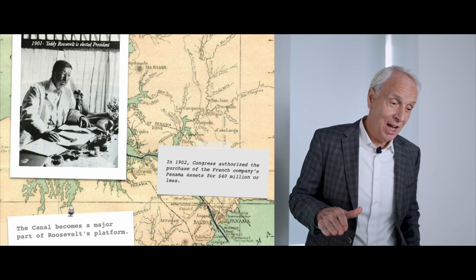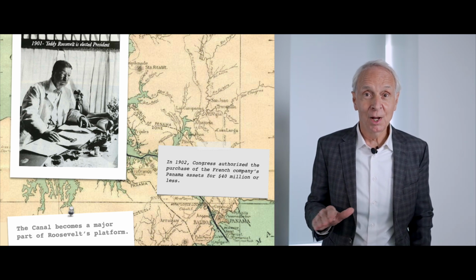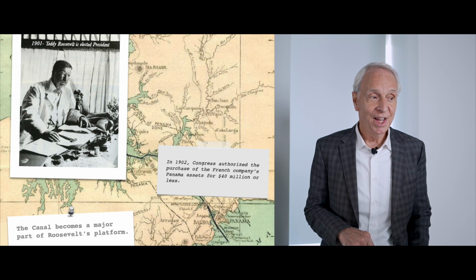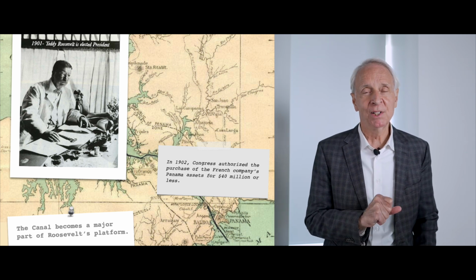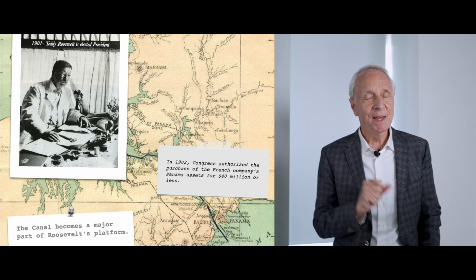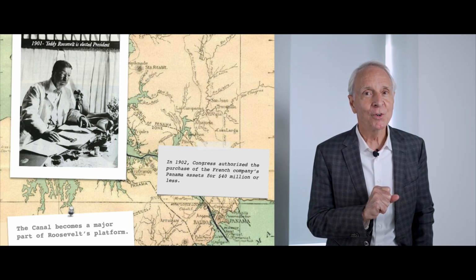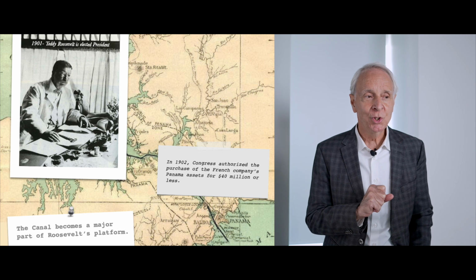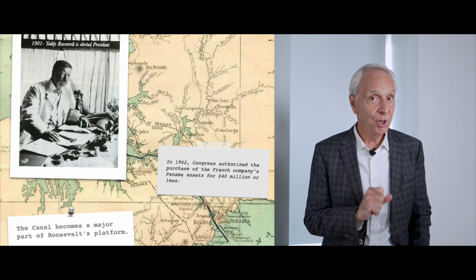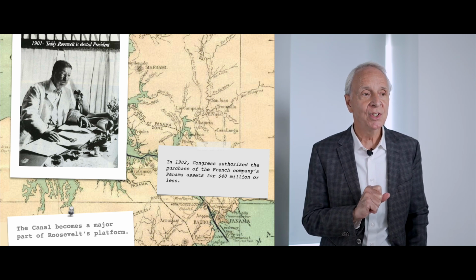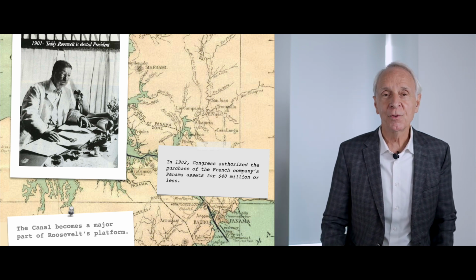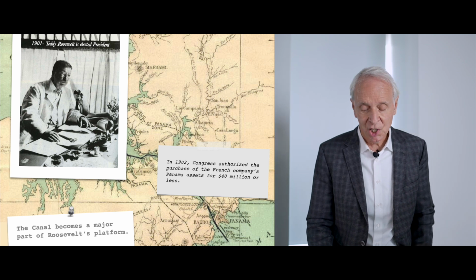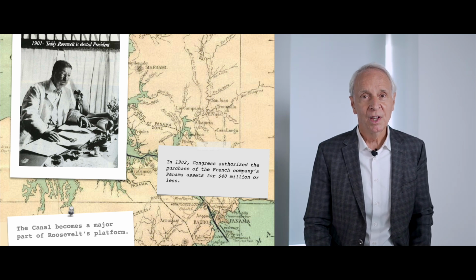So about this time in the United States, up comes Teddy Roosevelt. Teddy Roosevelt was a major proponent of the United States building the Panama Canal, and he makes it a major part of his platform. In 1902, he got Congress to purchase the authorization that the French company had to build the canal in Panama. They purchased it for $40 million or less. And then the negotiations started with the French.